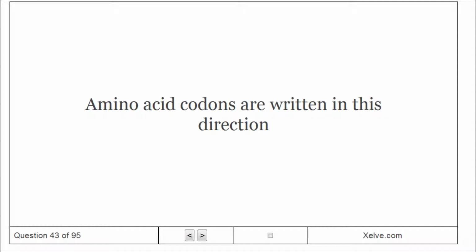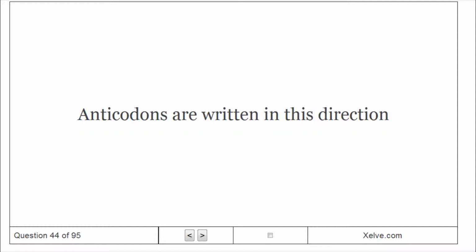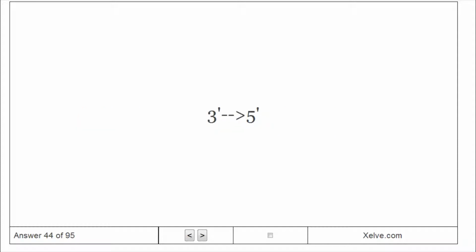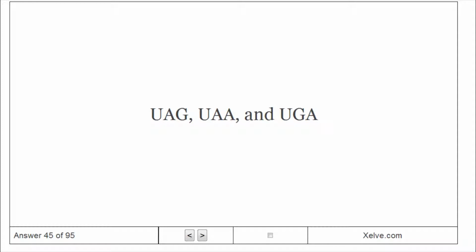Amino acid codons are written in this direction: 5' to 3'. Anticodons are written in this direction: 3' to 5'. The three stop codons are UAG, UAA, and UGA. The start codon is AUG.